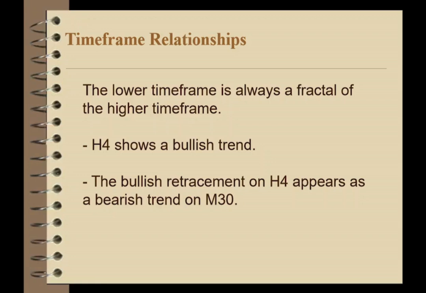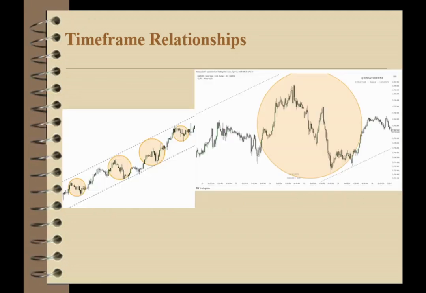That is to say, if the 4-hour time frame shows a bullish trend, a bullish retracement on that same trend will appear bearish on the 30 minutes time frame. This is an example. One of these marked retracements on the 4-hour time frame can be seen as a bearish retracement on the 30 minutes time frame. That's why it's very advisable to be careful when analyzing.